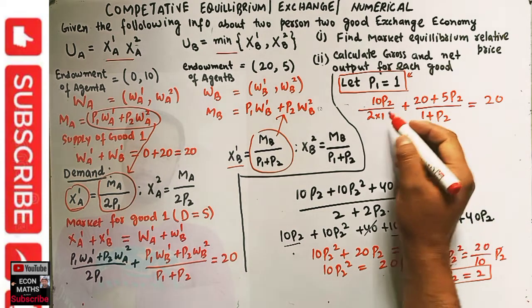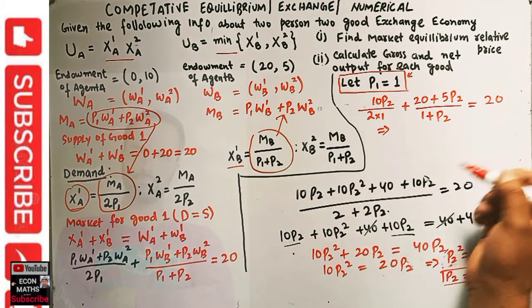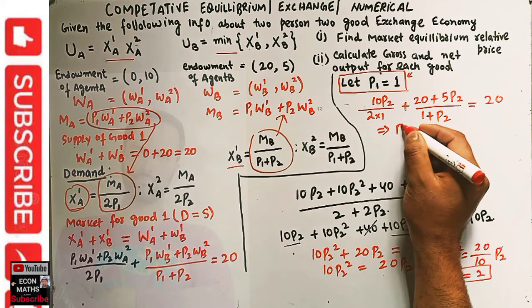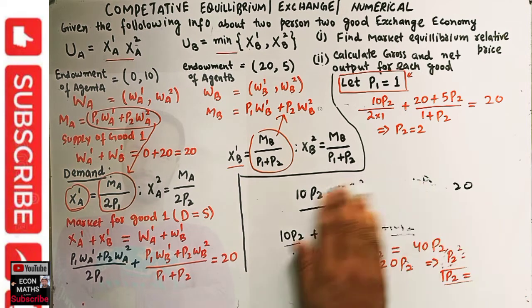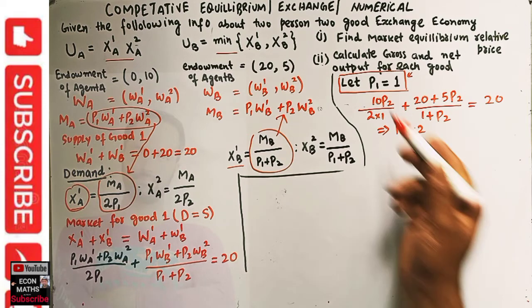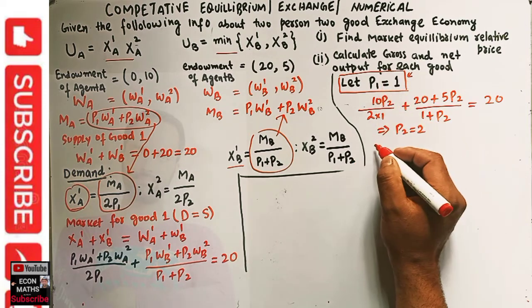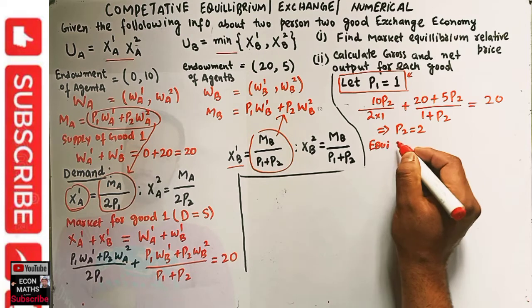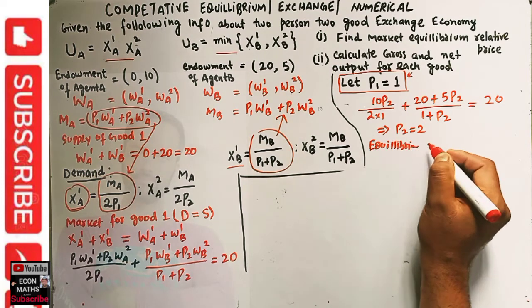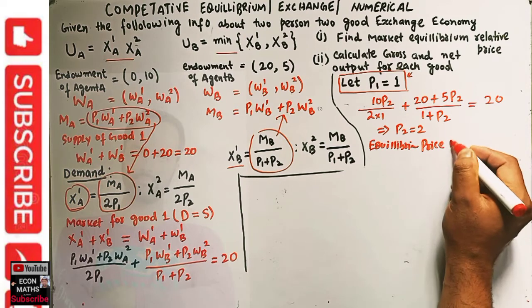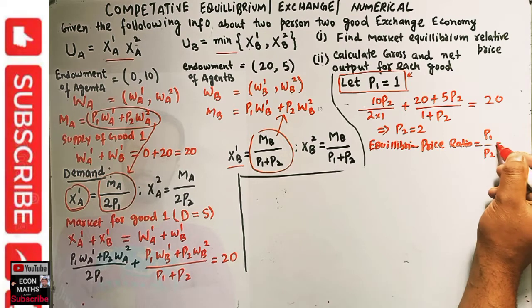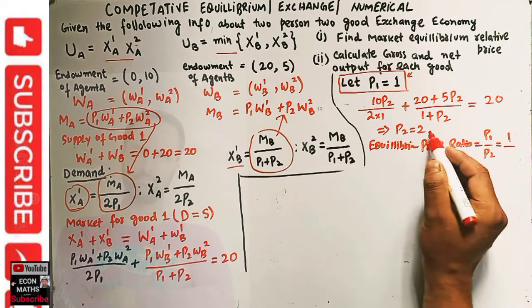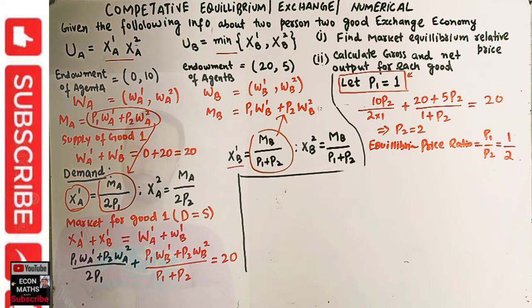Let me rub this sheet here. When I solved this, I got p2 equal to 2. We just want to find out the equilibrium price ratio. Price of good 1 is 1, price of good 2 is 2. That means the equilibrium price ratio is p1 upon p2, where p1 we assumed 1 and p2 we got is 2. So 1 upon 2 will be the price ratio, which is the slope of the budget line.